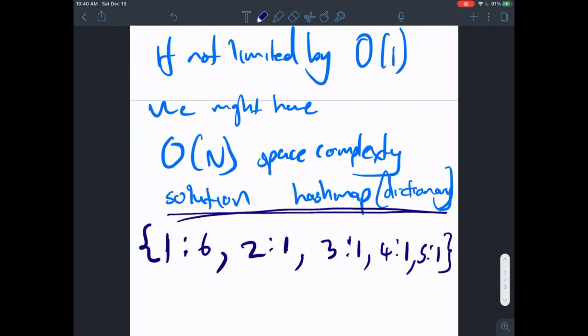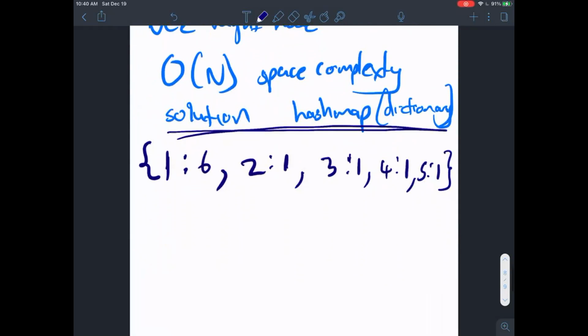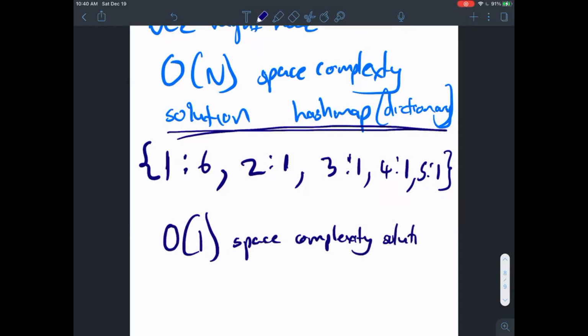So we can now reuse something to get the constant space complexity solution by using a string. Basically, you use a string as a hash map.